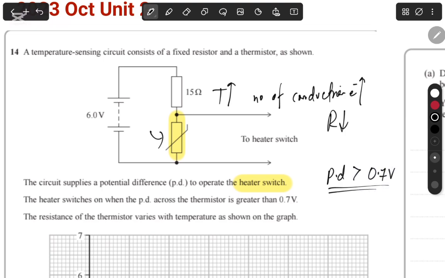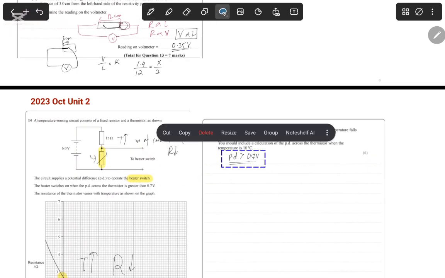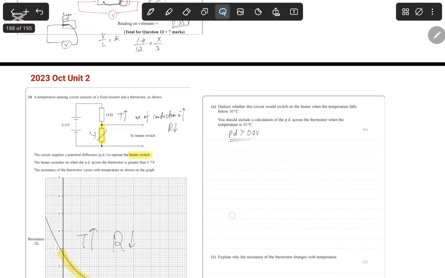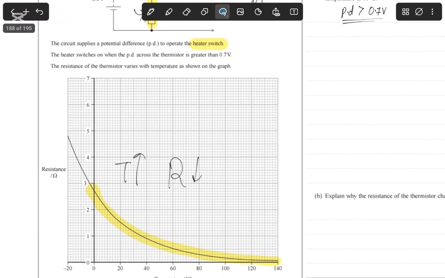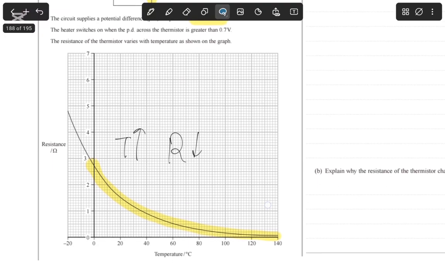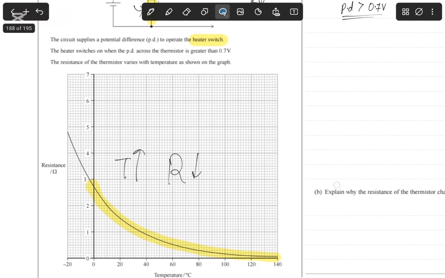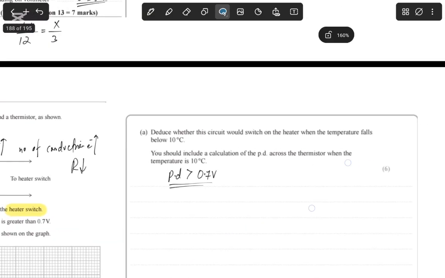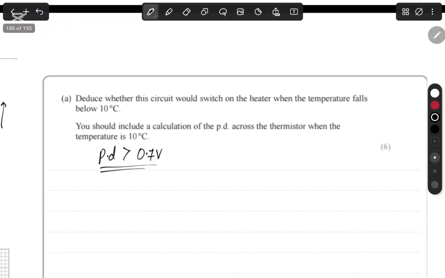Okay, and this is a very important point, it's going to help us out in this question later on. The PD across the thermistor should be greater than 0.7 volts. And then they've given us this very common graph that we usually get in exams of resistance against temperature. And they've given the resistance in ohms. Sometimes they're given in kilo ohms as well. Then they tell us, deduce whether this circuit would switch on the heater when the temperature falls below 10 degrees Celsius.